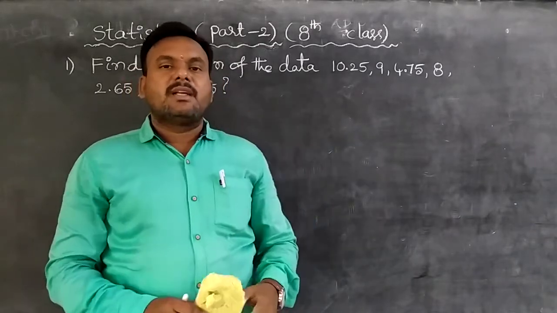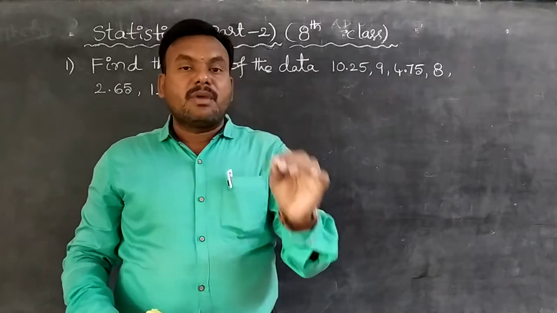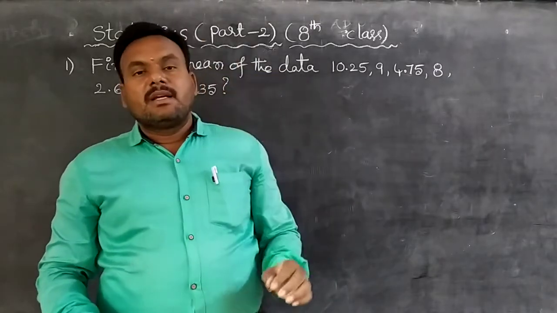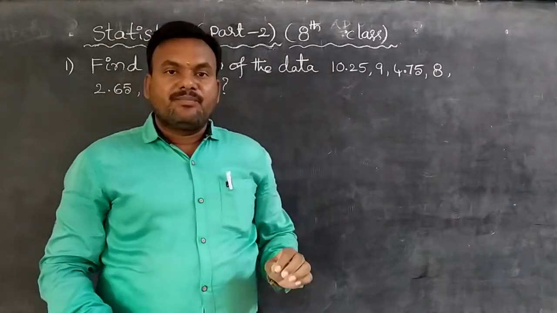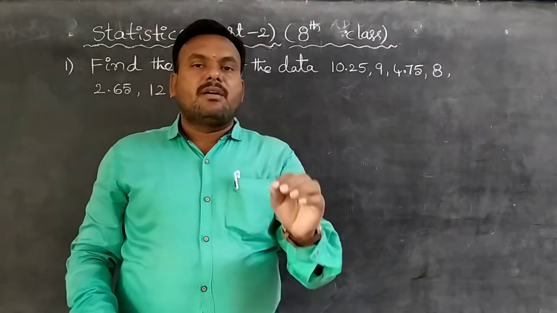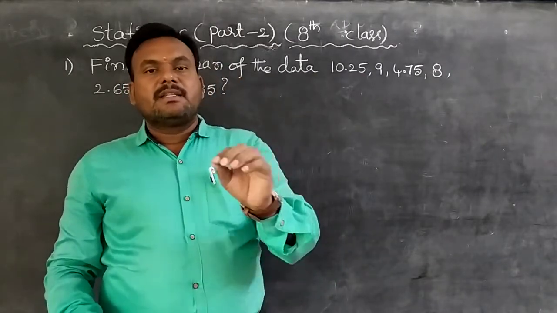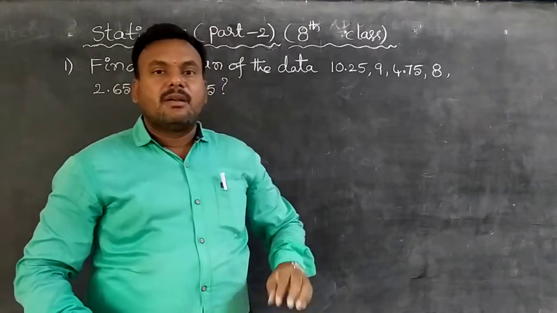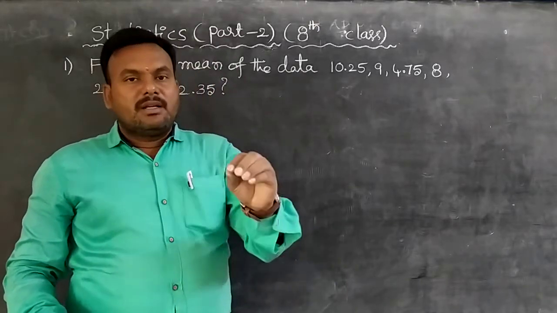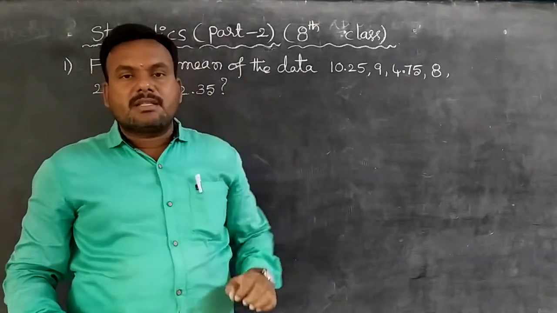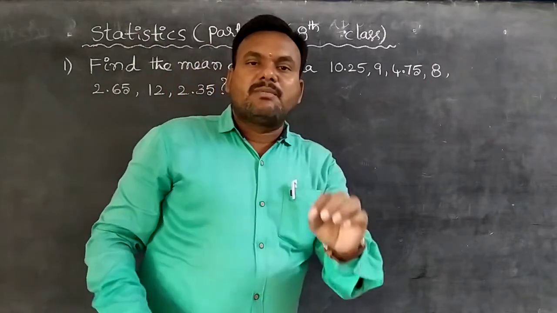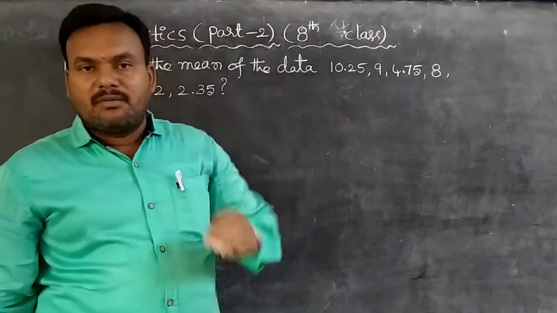First one, arithmetic mean or average, denoted by X bar. Second one, median or 50th percentile, denoted by M. And third one, mode, denoted by Z. Let us discuss the first measure, that is, arithmetic mean or average.